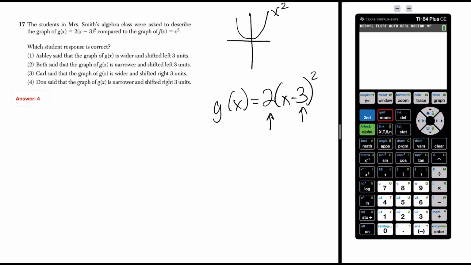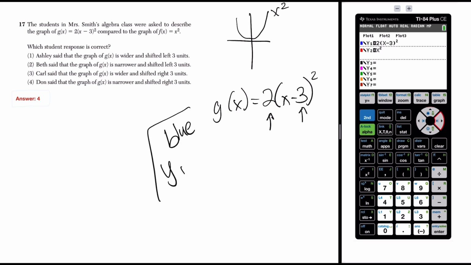So I would say this: let's use our graphing calculator. Let's actually graph it. We know that a regular parabola would be the f of x, just the x squared. And so we're going to go to our y equals, and notice that all I did was type them in. So 2 parentheses x minus 3 squared, and then I did the x squared. Notice that this one is going to be blue because this is my y1, and this one is going to be the red one, my y2.